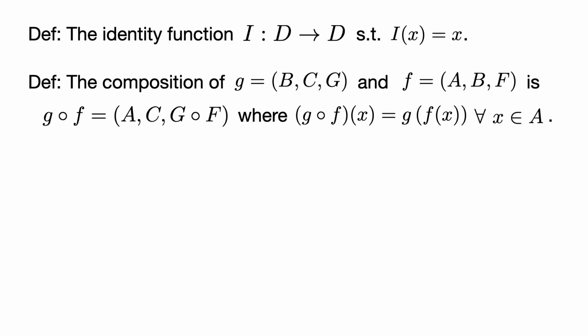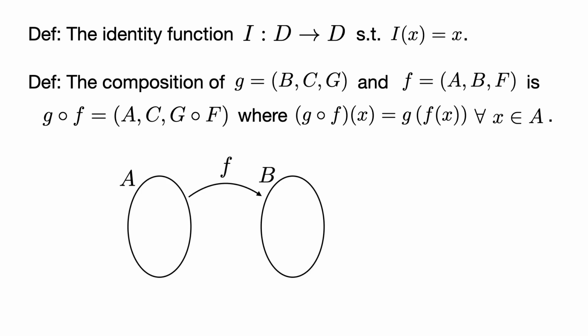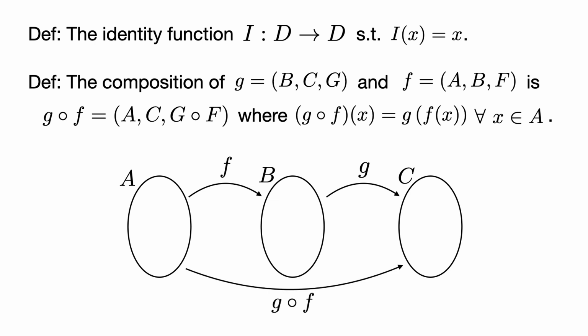What does all this mean? Here the domain and range of f maps A to B, great. Then g maps from B to C, great. g composed with f just maps from A directly to C, as though you applied f and then applied g.